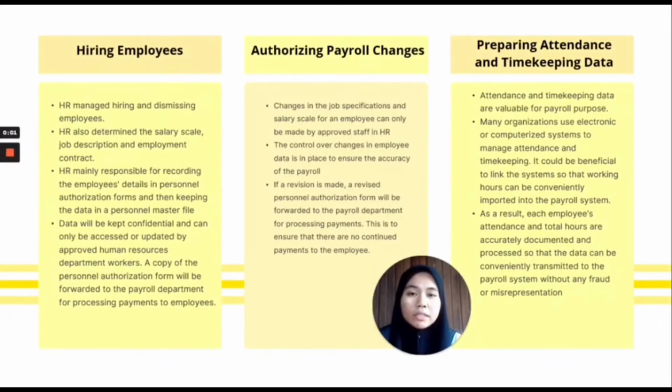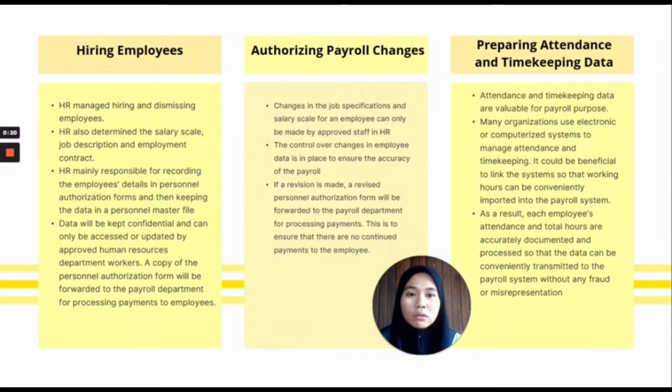Now, I will continue with the second payroll function, which is authorizing payroll changes. Changes in job specification and salary scale for an employee can only be made by approved staff in the Human Resources Department. It should follow the same procedure as updating data for hiring and dismissing personnel.